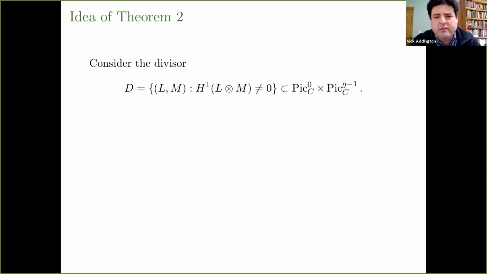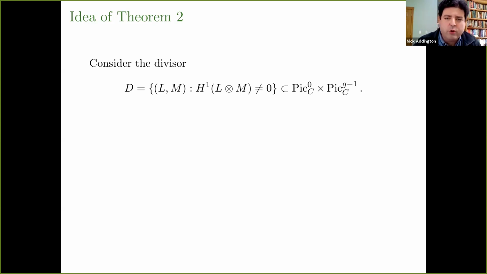So I'm going to, on the product, Pic naught cross Pic g minus 1, and forgive me, I'm going to talk about geometric points a little bit informally rather than something more formal. I'm going to look at the set of pairs L, M, where L is degree 0, M is a degree g minus 1 line bundle, such that their tensor product has some H0 and H1. So generically, you'd expect it to have no sections and no H1, and I'm saying look at the ones that have sections and H1.